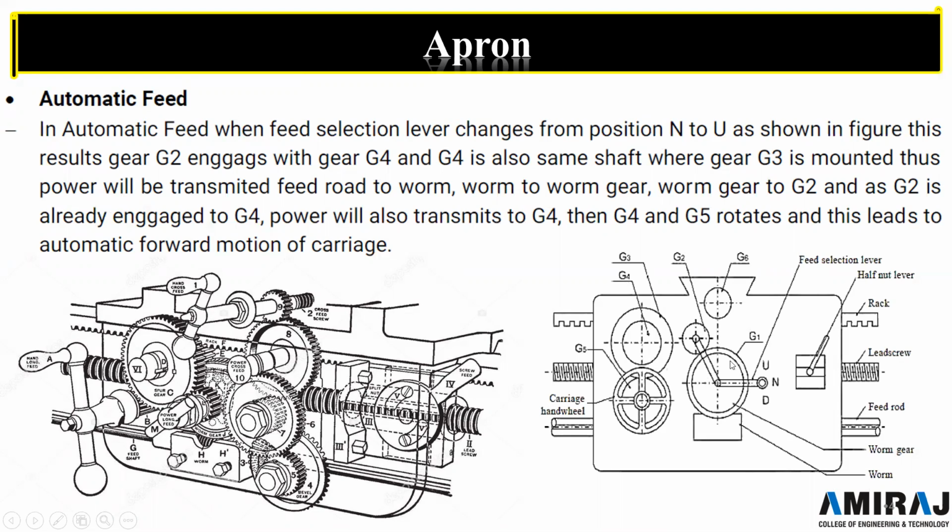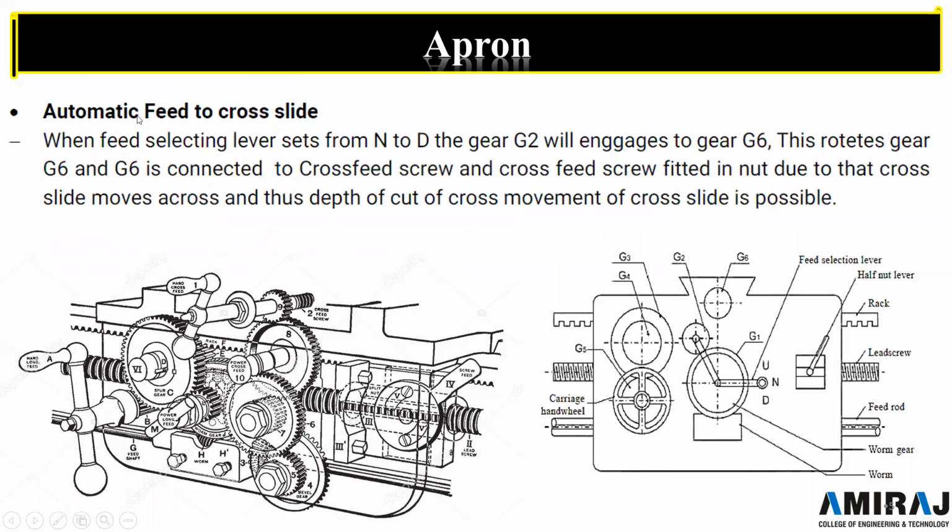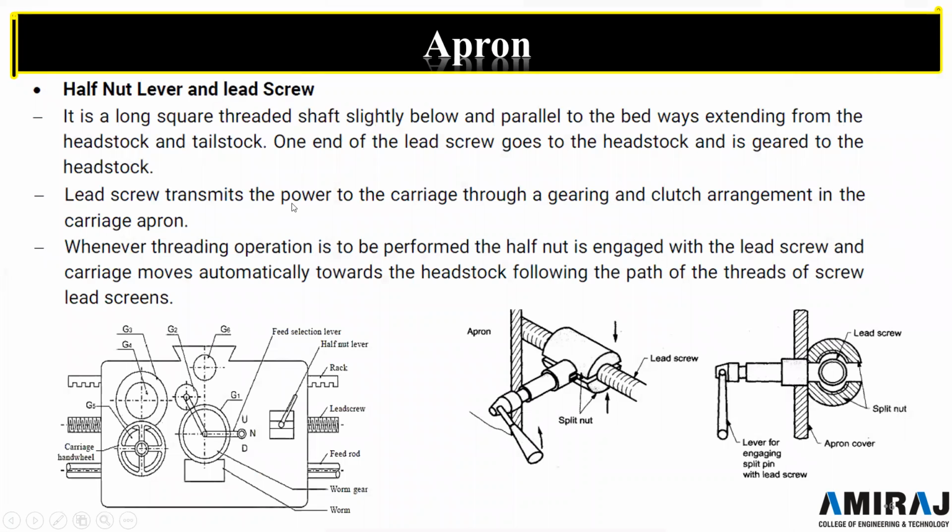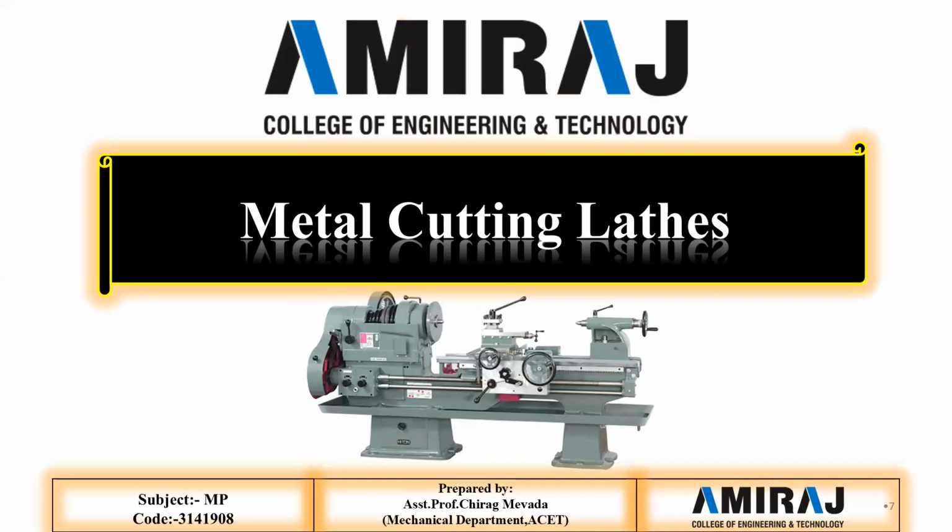Then there is automatic feed. There is one automatic feed selector. For the U position we will get the automatic feed of the carriage. Then there is automatic feed to the cross slide, then the half nut lever and lead screw. So up to this I explained. Now let us start with today's lecture.